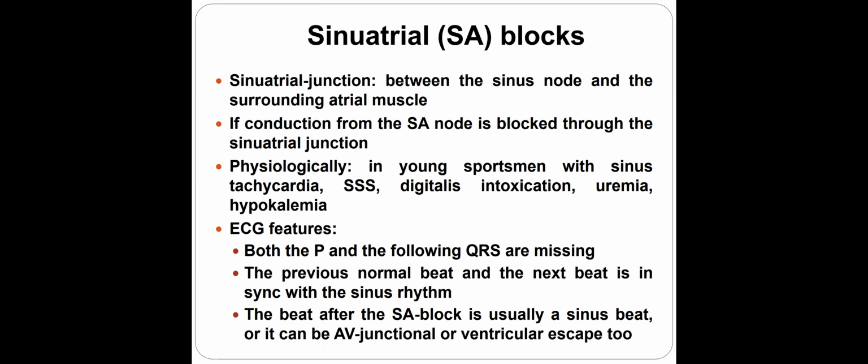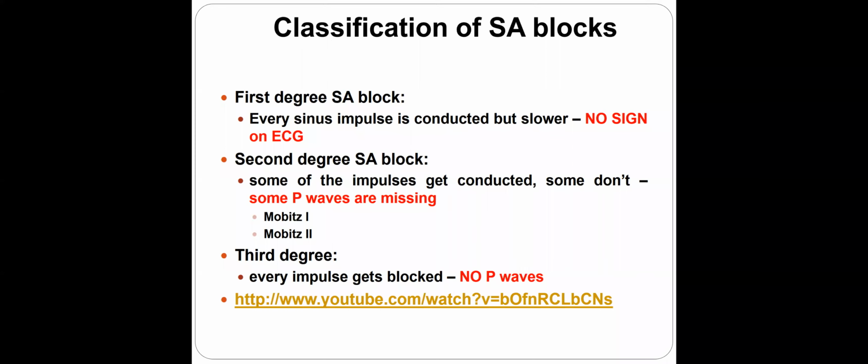That would be similar to the sinus arrest. So meaning no P wave, but there will be a difference. Now let's see what will happen when we do have a first degree block. I think that is what I explained. Good, go on. Let's see the classification. When we are talking about the first degree SA block, relatively every sinus impulse is conducted, but slower.